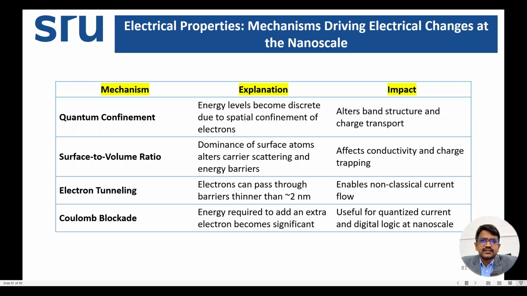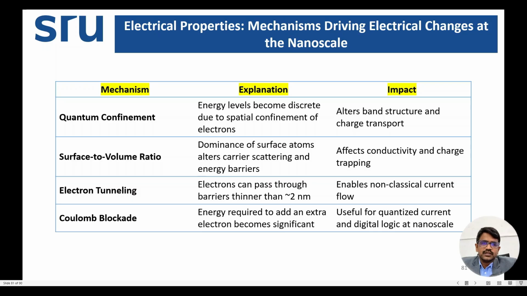Mechanism, explanation, impact. So what is the mechanism? Quantum confinement. Explanation: energy levels become discrete due to spatial confinement of electrons. Impact: alters band structure and charge transport because of quantum confinement. So the energy levels are discrete, quantized, and the electrons are confined to a particular region. Because of this confinement, the band structure alters and band gap changes, and also the charge transport.